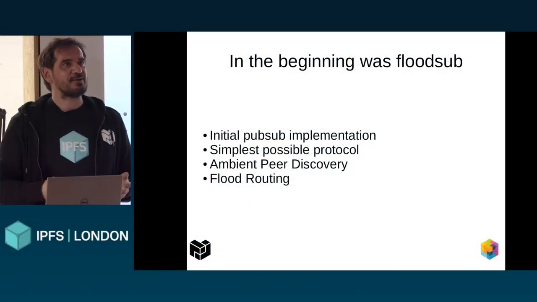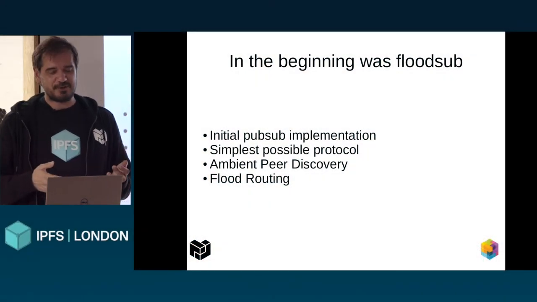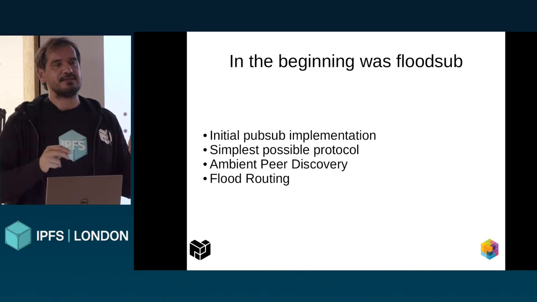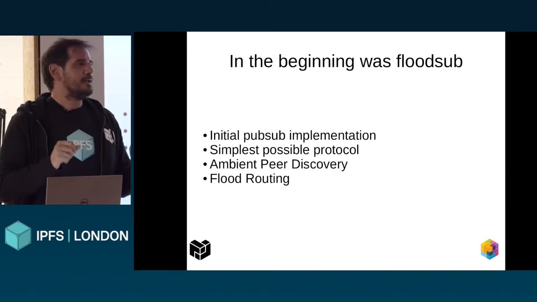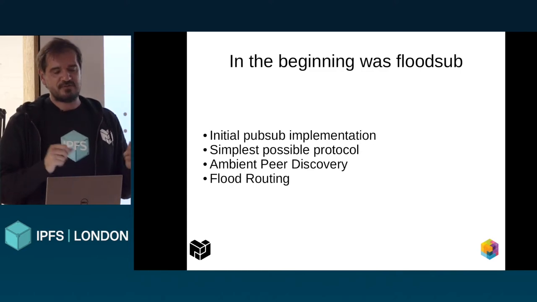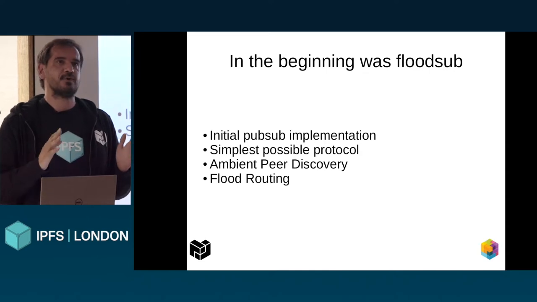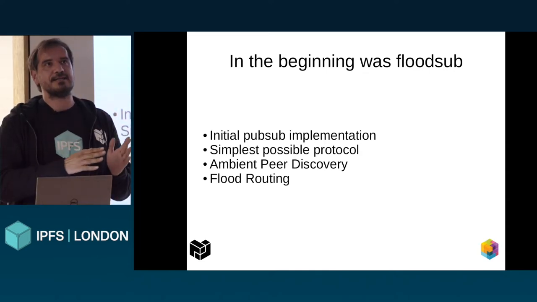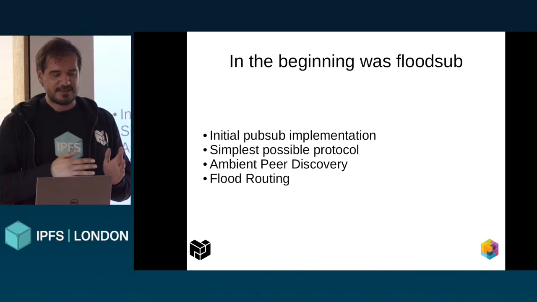Okay, so before we talk about the new protocol, let's talk about the old protocol and how we all started. The first implementation of PubSub in IPFS and Lib2P was FlatSub. That's the simplest possible protocol you can write. It relies on two things, ambient peer discovery and flat routing. Let me explain what this actually means.